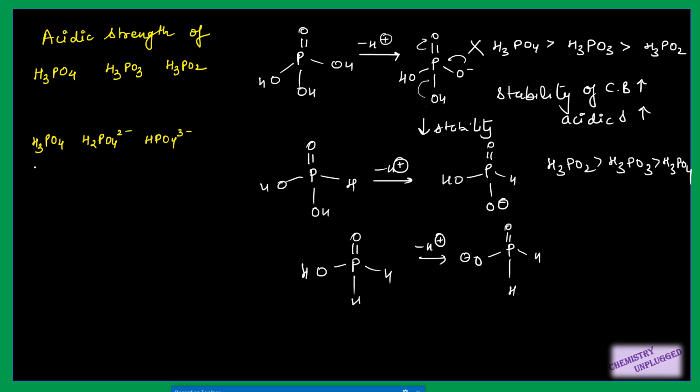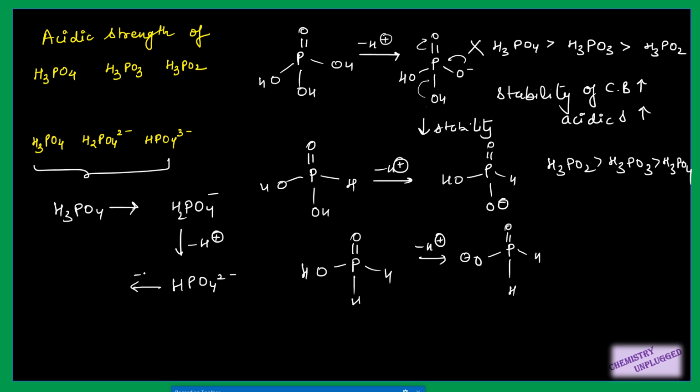Then we will check the acidic strength of these three. Whenever you remove the first proton, you will get H2PO4 minus. Then if you remove one more proton, you will get HPO4 2 minus, and if you remove one more proton, you will get PO4 3 minus. So the first time you are removing, there is no negative charge on this H3PO4, right? So its removal is easier.